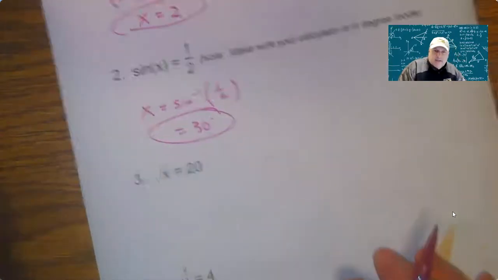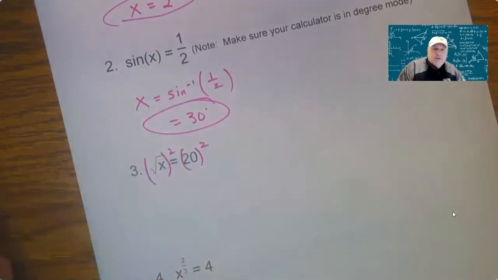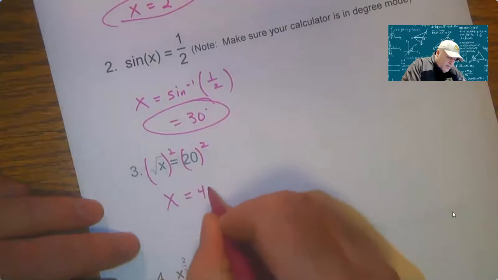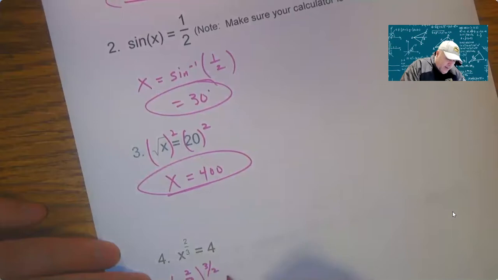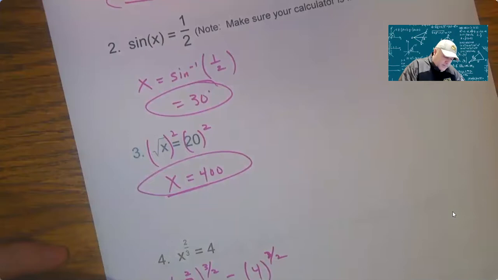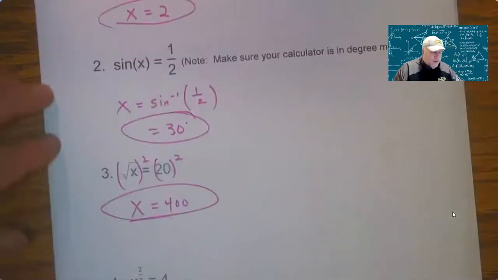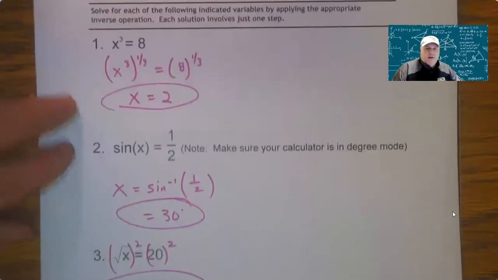Here, this is x to the 1/2, so you're going to square this. So x to the 1/2 squared is x. So 400. And then here, you're going to take x to the 2/3 and raise it to the 3/2. So that means 4 gets raised to the 3/2, and that is 8. So it's raising each side to the reciprocal power, and then a sine inverse.